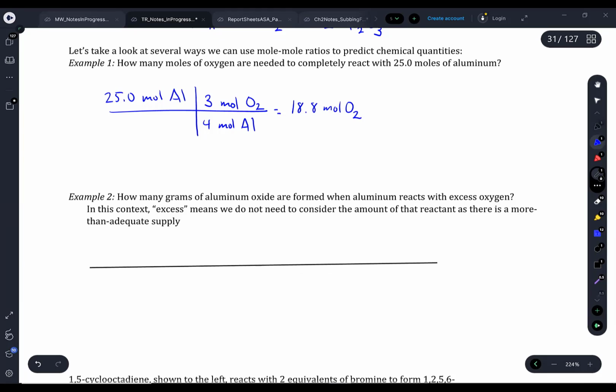First of all, this problem is impossible because I never told you how much. Let's say 50 grams. How many grams of aluminum oxide are formed when 50 grams of aluminum reacts with excess oxygen? So that word excess is so important. It means that there is more than enough, so you don't need to consider it.